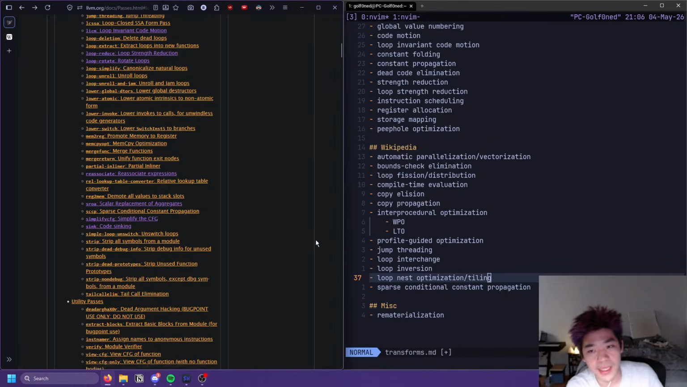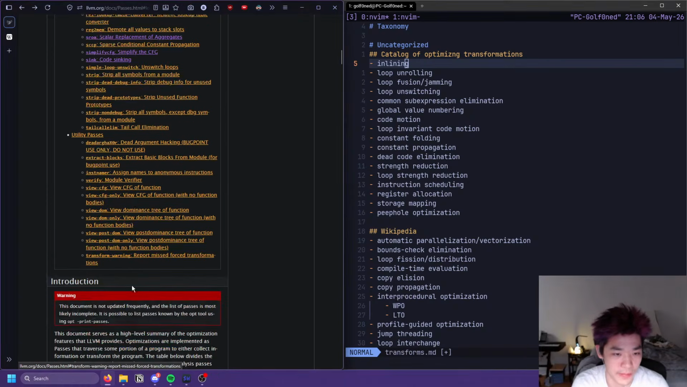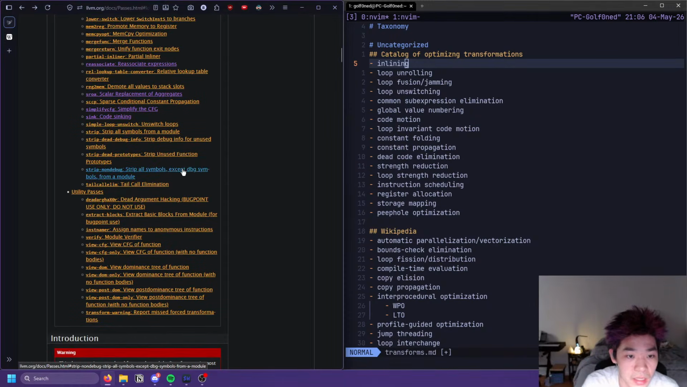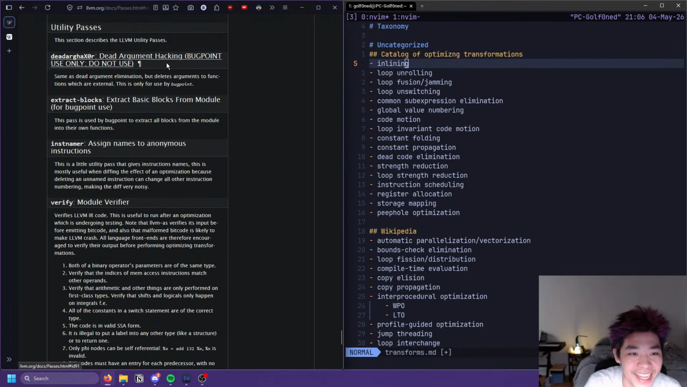Okay, so I think this actually helps a lot, because now we can categorize all of LLVM's passes in this way. What? Dead arg haxer. What are we doing? That's so funny.